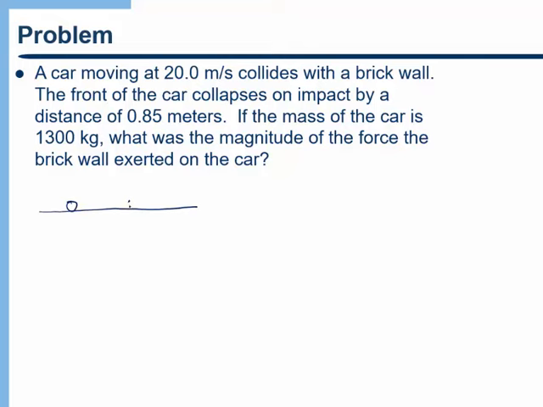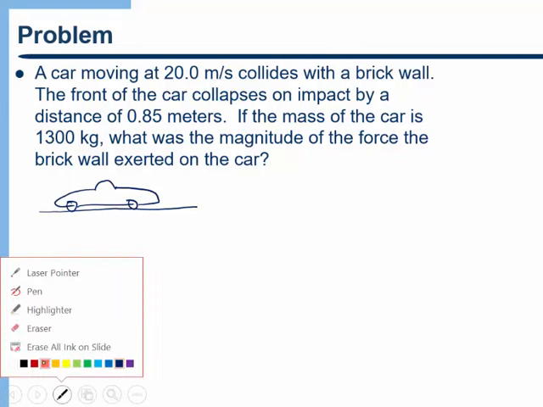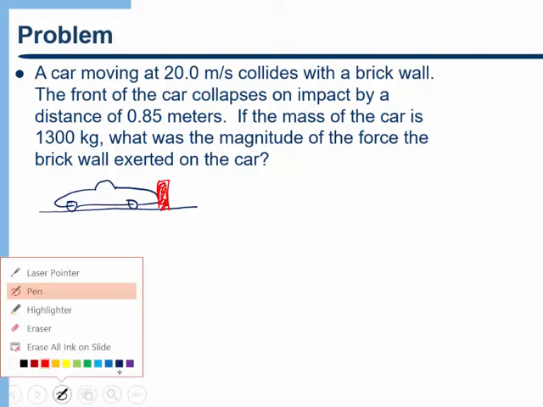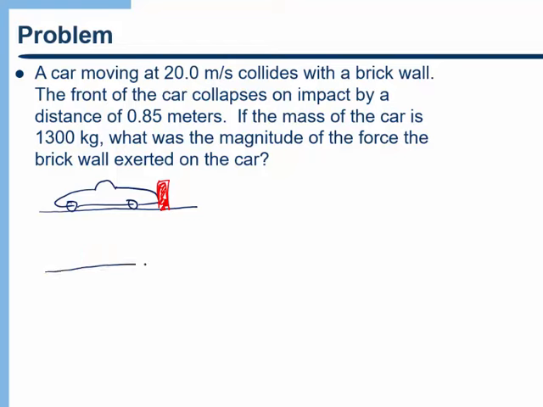So I'm going to draw two different diagrams. Here is the car just as it gets to the brick wall. So it's just gotten there. The collision is just about to start. And now I'm going to draw the same thing, but now the car is mushed. So this is the last picture of the car after it's come to a stop.